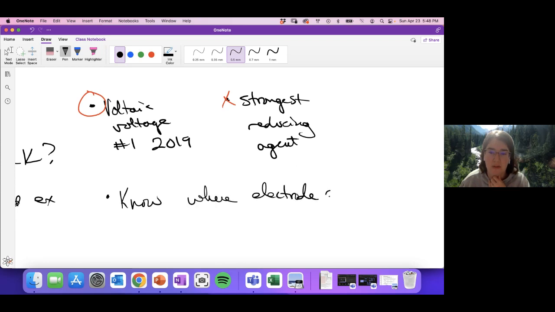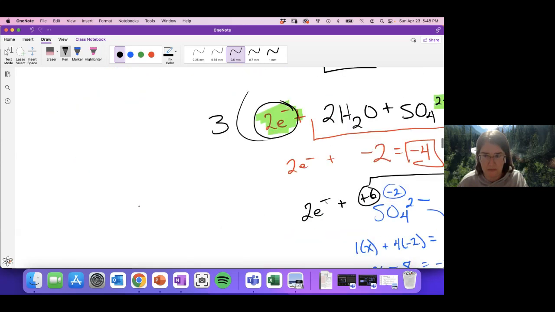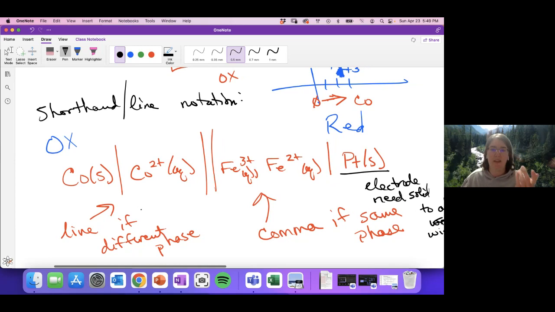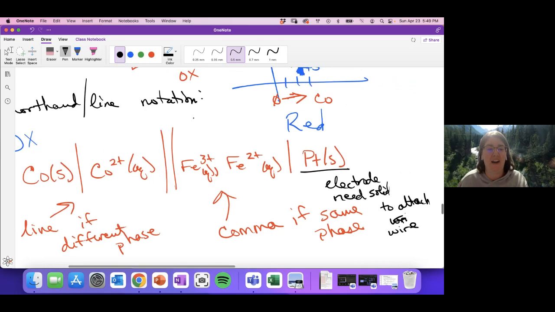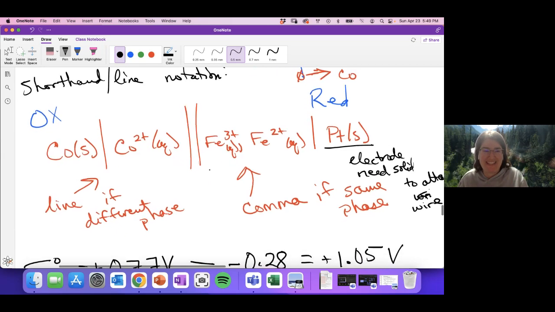Pretty sure I know this one. So I think that is in reference to, where did it go, when I was doing the line cell notation. So for the same reaction, believe it or not, the cobalt and iron reaction, I wrote the line notation and I just had cobalt solid on the left here, and I just stuck platinum on the right, like boom, there it is. So let me actually do a better job of this.